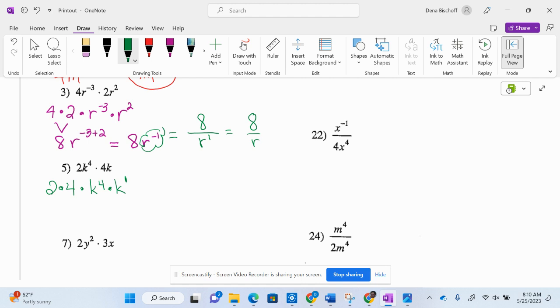What if there's no power there? I'm going to put 1 there. So you see how I added a 1 to that k? 2 times 4 is 8. And k to the 4 plus 1 becomes 8k to the 5th.